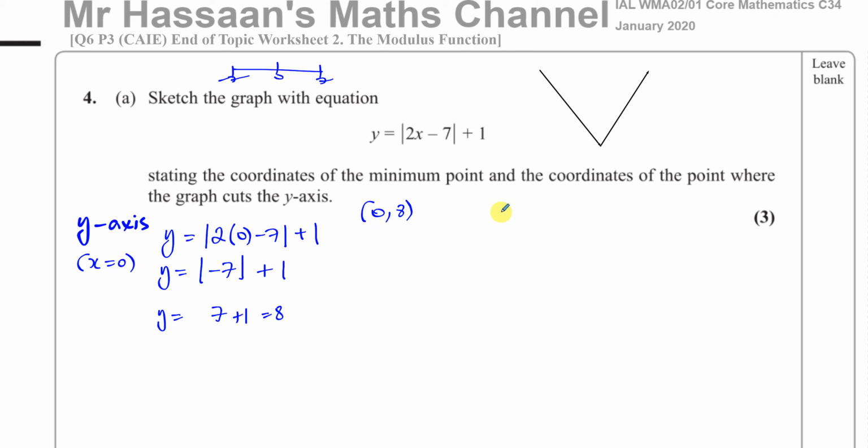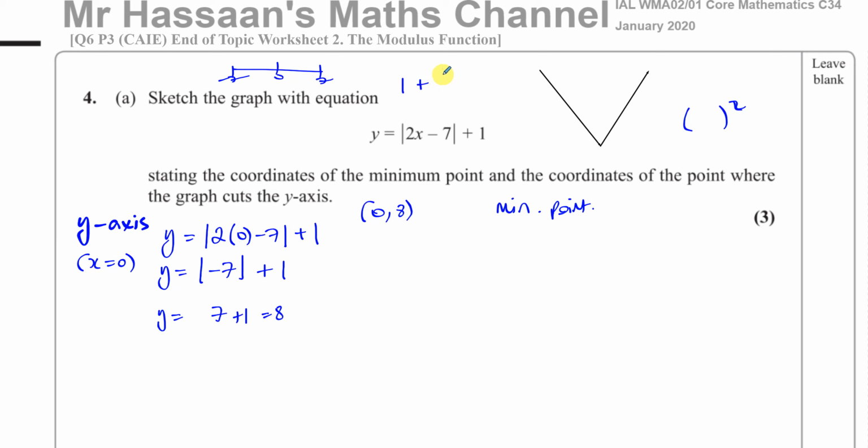Now to find the minimum point, it's very similar to how we deal with quadratics. If you think about it, the modulus symbol acts like a bracket that's squared, because the output of something squared will always be positive. The output of the modulus sign will also always be positive. So basically, the lowest that this expression can ever reach, which will be the minimum point, is when you have 1 plus this.